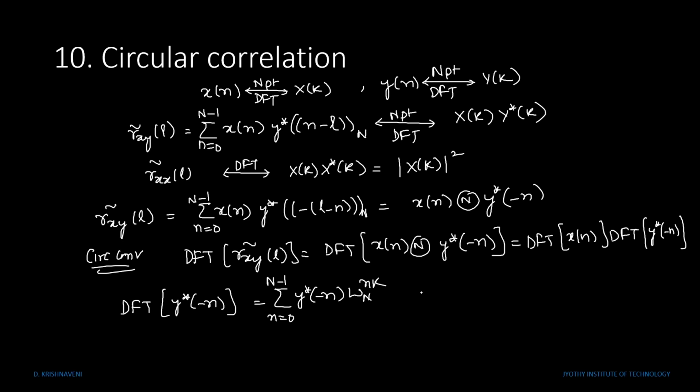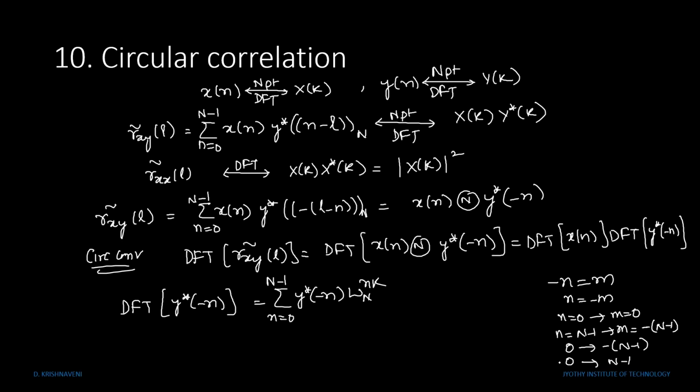Now we will substitute minus n is equal to m, or n is equal to minus m. When n equals 0, m will be equal to 0. And when n is equal to N minus 1, m will be equal to minus of N minus 1. So the samples 0 to minus of N minus 1 are equivalent to samples from 0 to N minus 1. So the limits will not change. So we will write this as summation m is equal to 0 to N minus 1 conjugate of y of m, W N to the power of minus m into k.